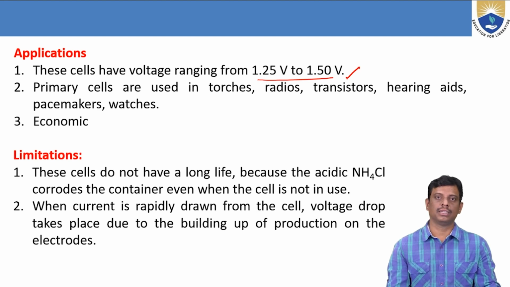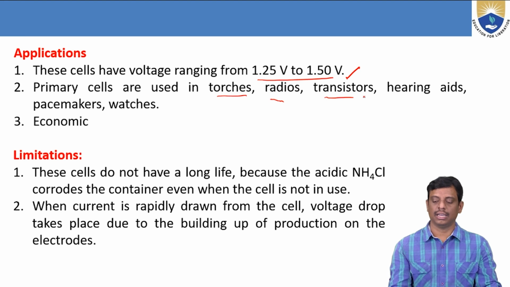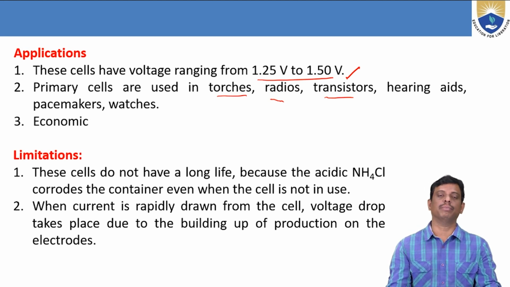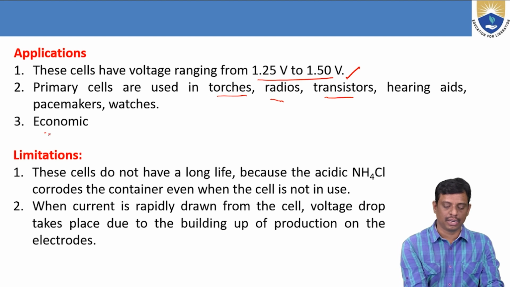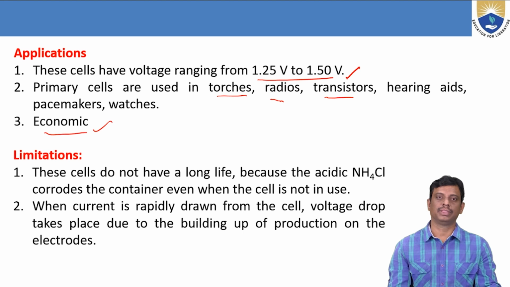Primary cells are still used in different applications, such as torches, radios, transistors, hearing aids, pacemakers, watches, and simple electronic devices. We utilize these primary batteries because they are very economical and lightweight also. That's the reason we still use primary batteries in a large number of applications.